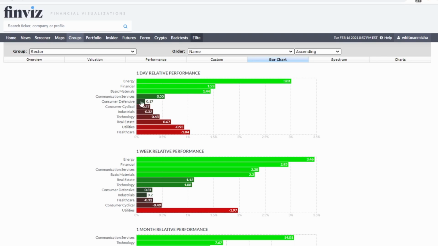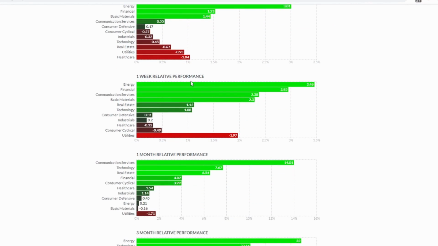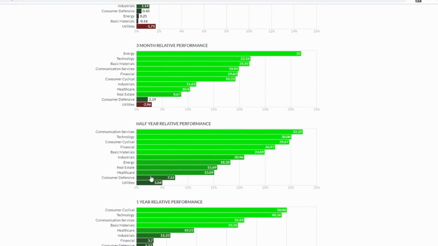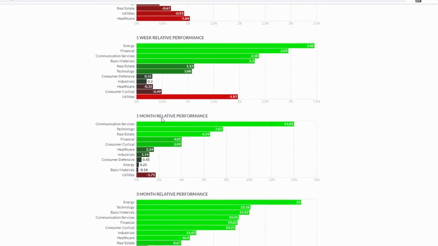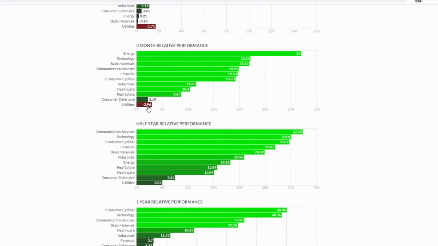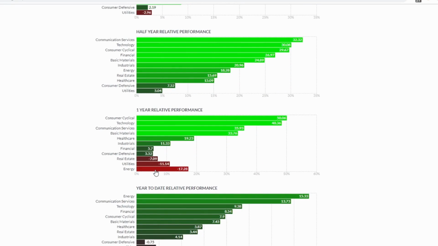Communication services, okay. And then you can see consumer cyclicals down, industry is down, technology is down, and most of all, healthcare is down. And you can go 1 day performance, 1 week, 1 month, 3 month, half a year. See, ever since COVID, everything's been taking back off, especially communication services. Energy's been booming, communication services again, everything's been booming except for utilities. And yeah, utilities have been lagging the entire time. And you can see back from last year, energy had a horrible time. But year to date, it looks like energy is on top, then we got communication services, and utilities is still down.